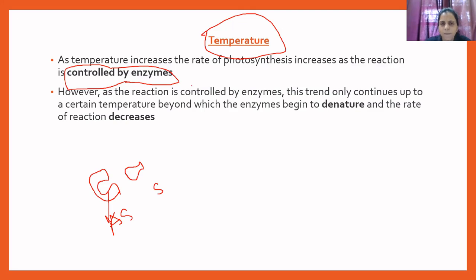But what happens is, initially when the temperature is low, the kinetic energy of enzyme and the kinetic energy of substrate molecule is very less, okay. Now with increase in temperature slowly, the kinetic energy of both enzyme and substrate molecule increases, and due to the increase in kinetic energy of these two, the frequency of collision, or you can say the chances of collision between them, increases. Hence there is more chance of formation of enzyme substrate complex, and finally products are released, okay.